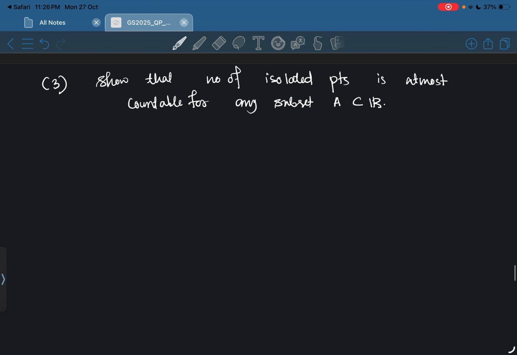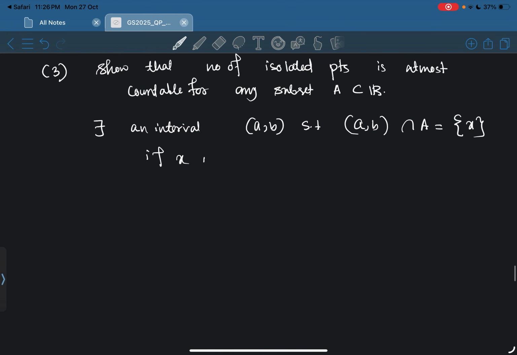Okay, so this is not very difficult to do. What is the definition of an isolated point? If x is an isolated point of A, this is the definition, right? So if little x is an isolated point, that means there exists an open interval (a, b) such that this interval intersected with A is the singleton {x}, right?